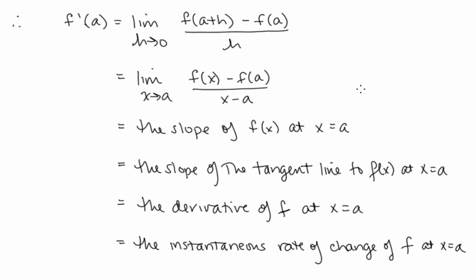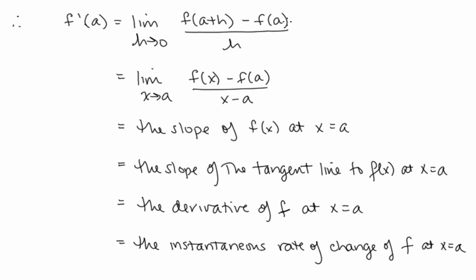So we have all of these expressions that mean the same thing, and you really need to get comfortable using these expressions interchangeably. We could ask you for the slope of the function at a point, we could ask you for the derivative of f at a point, we could ask you for the instantaneous rate of change of f at a point, and you need to know that they're all the same computation.